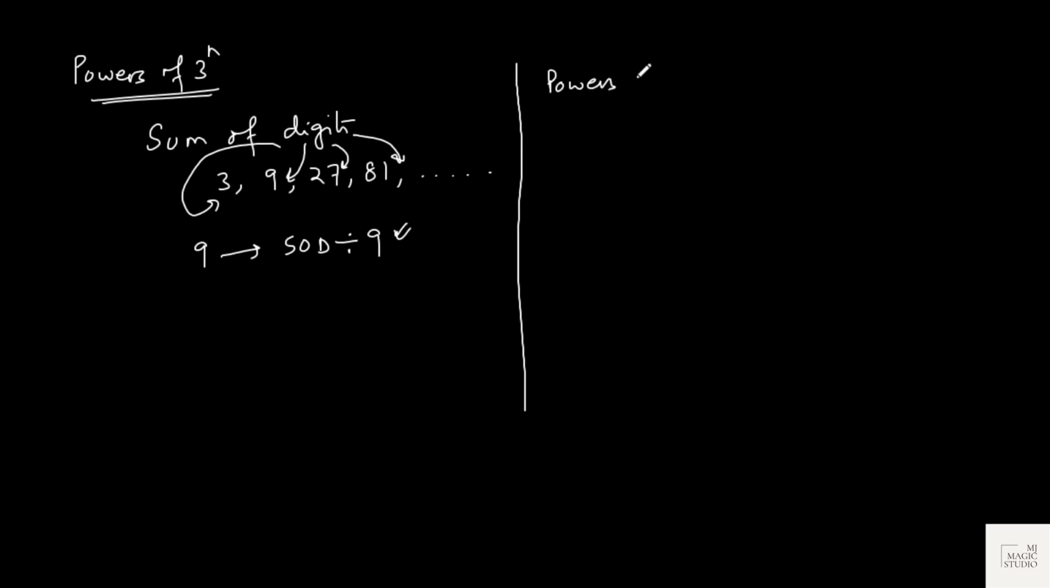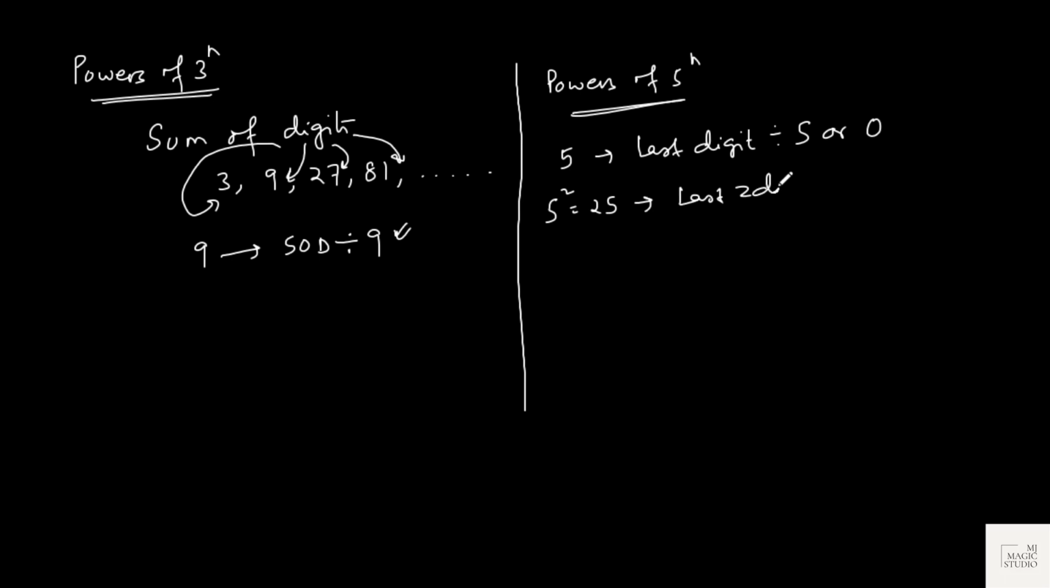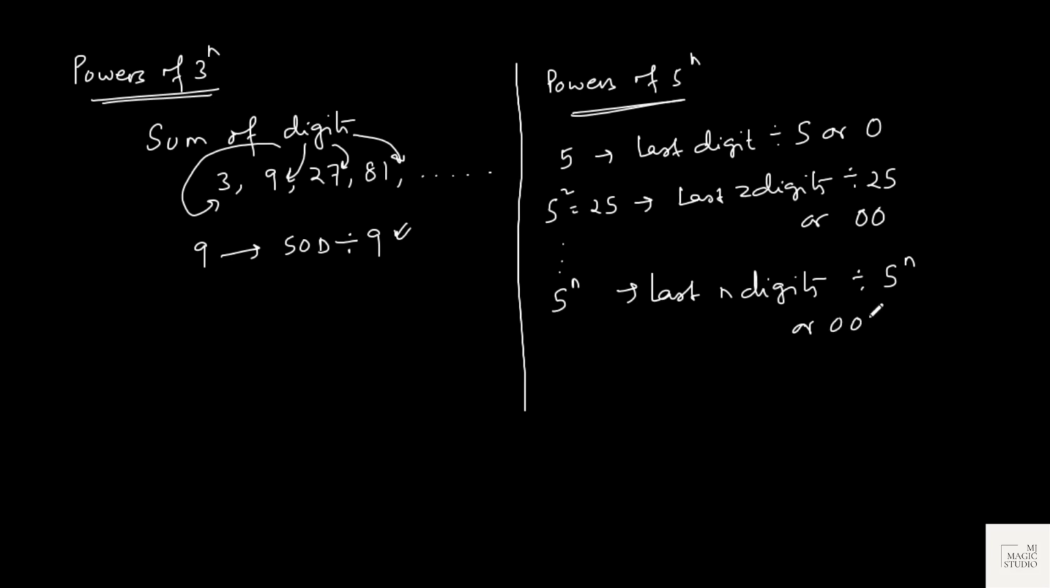Now we move to powers of 5. Powers of 5 and powers of 2 follow the same type of pattern. Like a number is divisible by 5 when the last digit is divisible by 5 or we have a 0 at the end. 5 square is 25. A number is said to be divisible by 25 when the last two digits are divisible by 25 or we have double zeros at the end. Similarly, a number is divisible by 5 to the power n when the last n digits are divisible by 5 to the power n or we have n number of zeros at the end of the number.